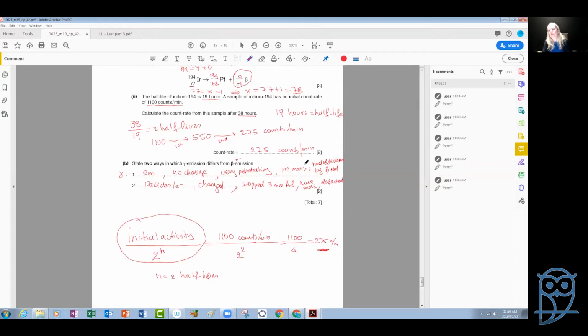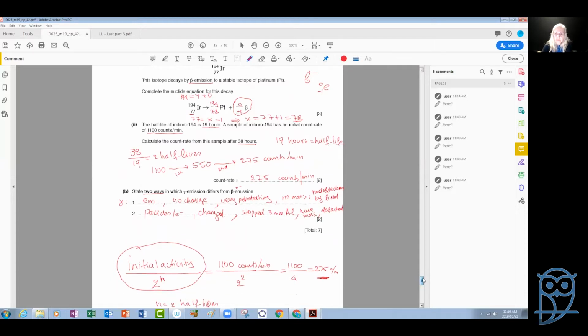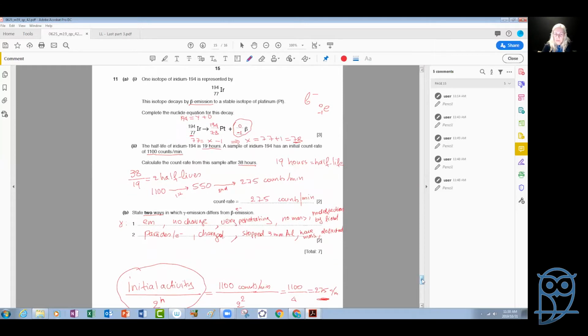I mean, any 2 of these kinds of differences will be fine. There are more. State 2 ways. Any 2 differences from all this will be enough. So we need to know what gamma rays are and what beta particles are, so that we can explain their differences. Okay, this question is finished now. It was all for 7 marks.